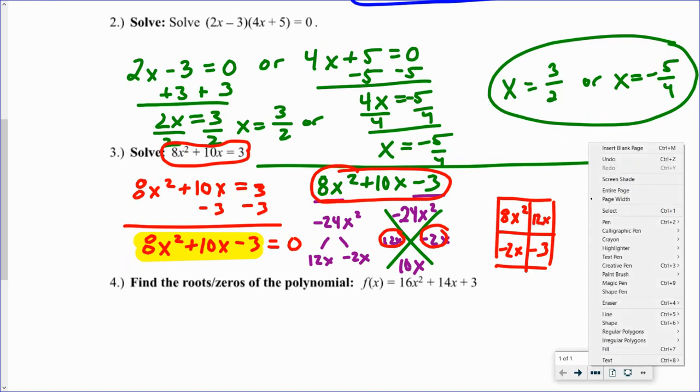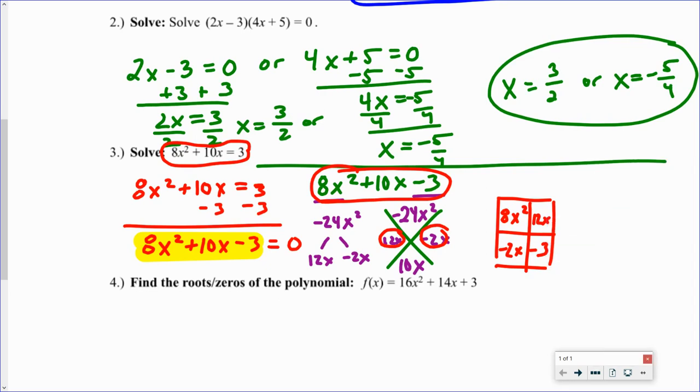And then remember, we're factoring the GCFs, so the greatest common factors of the rows and the columns. So let's do the rows first. GCF of 8x squared and 12x should be 4x. GCF of negative 2x and negative 3 is a negative 1. GCF of 8x squared and negative 2x is 2x. There we go. And then the GCF of 12x and negative 3 is positive 3.